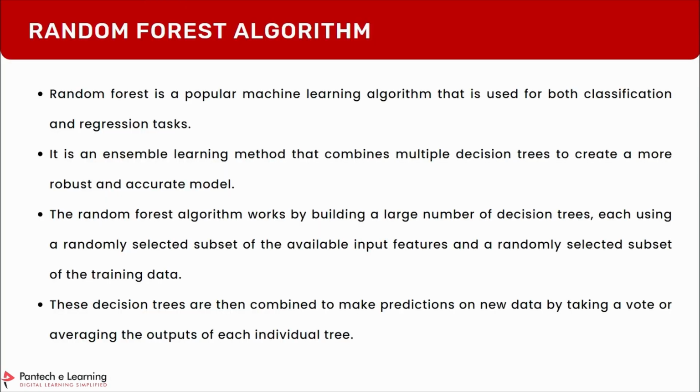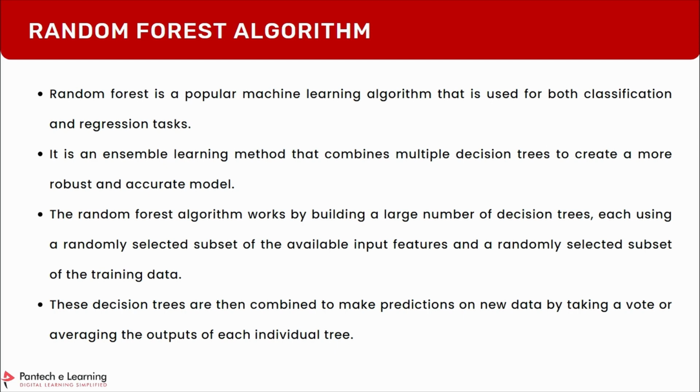It's again a bagging algorithm, and random forest is a popular machine learning algorithm used for both classification as well as regression tasks, which works best on both of these. It is an ensemble learning method that combines multiple decision trees to create a more robust and accurate final output. The random forest algorithm works by building a large number of decision trees, each using a randomly selected subset of the available input features and a randomly selected subset of the training data. These decision trees, given different data, are then combined to make predictions on new data by taking a vote or average, and the output will be that.